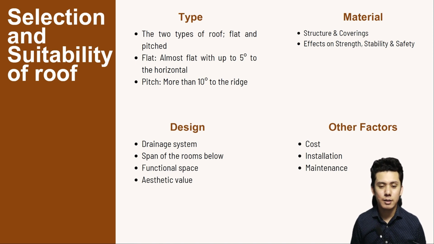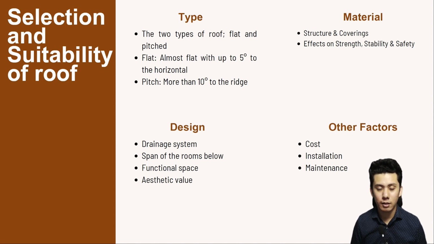A flat roof is a roof that is almost flat with up to 5 degree inclination to the horizontal. Meanwhile, a pitch roof is any roof that has 10 degree or more than 10 degree inclination to the ridge.